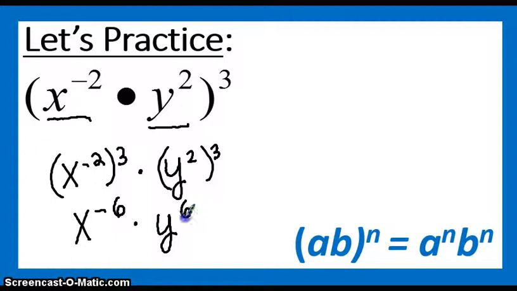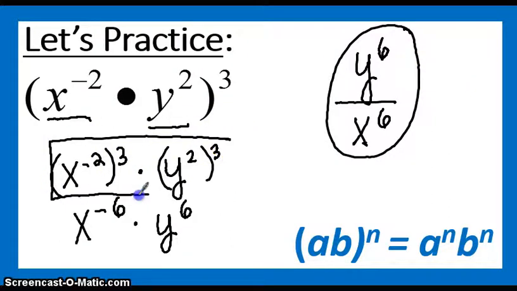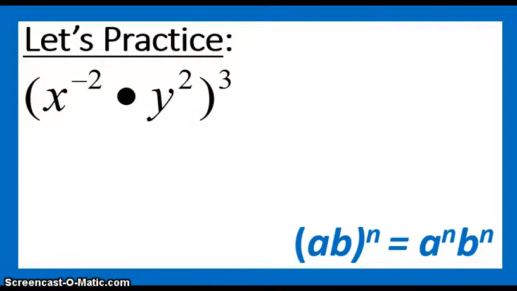to the 6th power. Now we are more simplified, but we have a negative exponent, so we're going to have to move that to the denominator. Since y to the 6th has a positive exponent already, we'll leave it in the numerator and put it over x to the 6th. So our simplified expression is y to the 6th over x to the 6th. When you get a lot of practice, you may be able to skip writing this step. But for now, go ahead and write it as you practice.